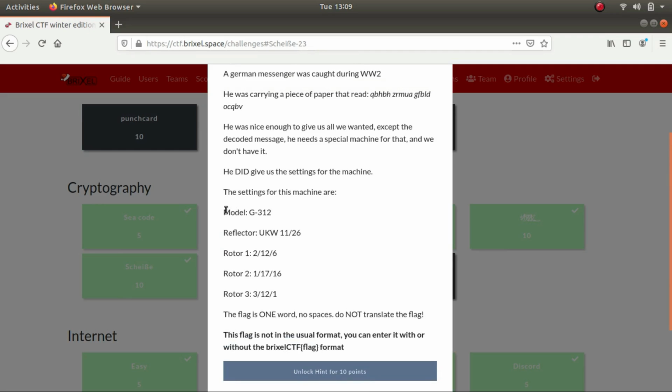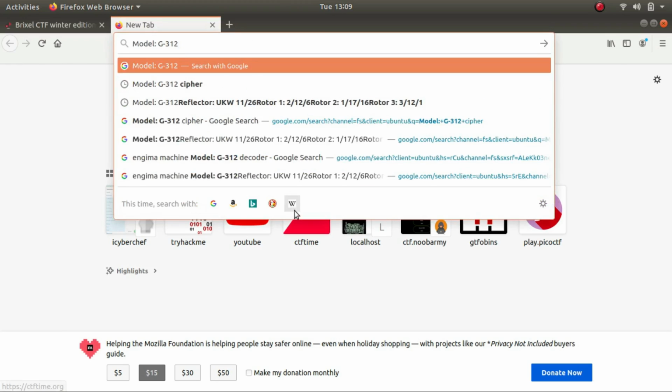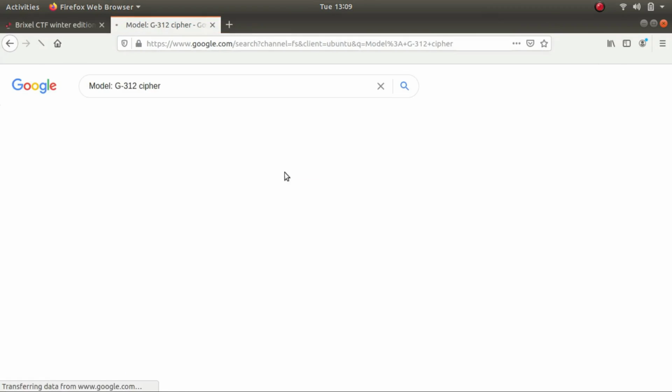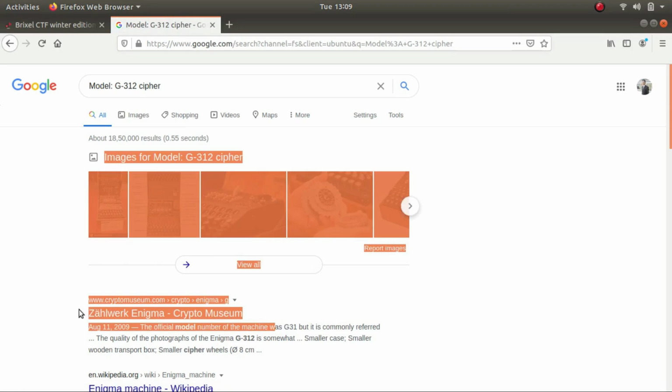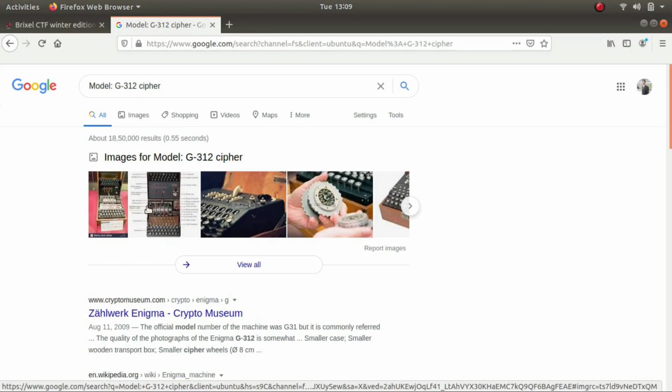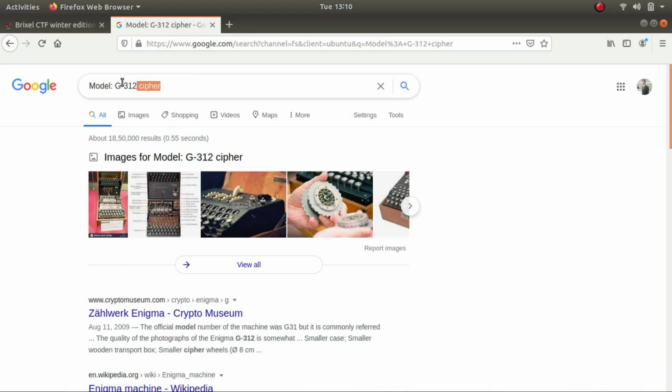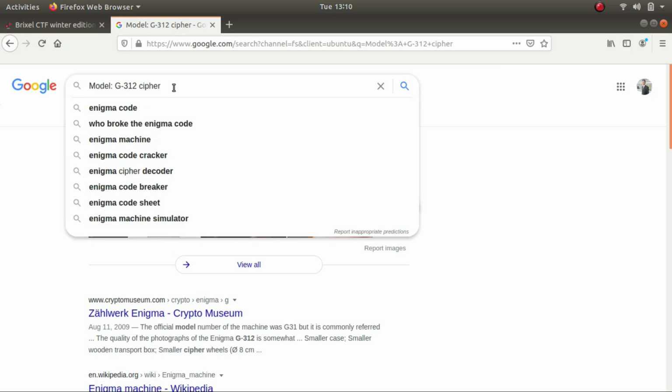I got a bit confused about what machine they would be talking about. So what I did was I googled for the cipher. The first result that popped up was the Enigma machine. Enigma was a machine that was used in World War II to encode messages. So I looked up an online Enigma machine decoder.